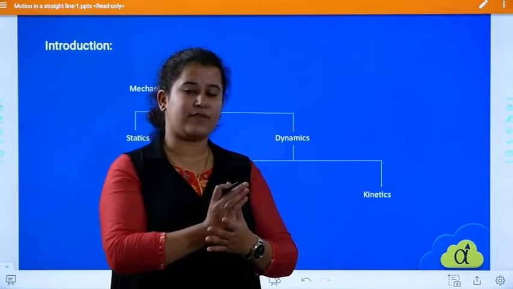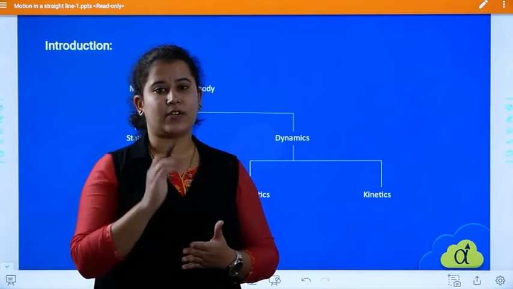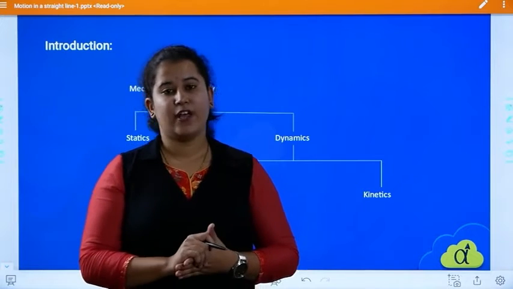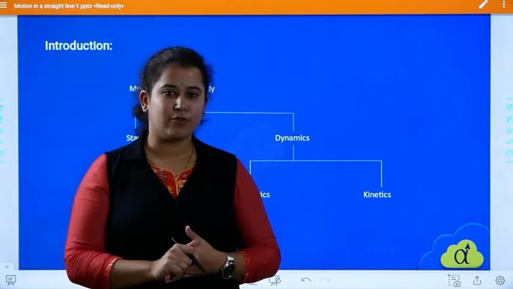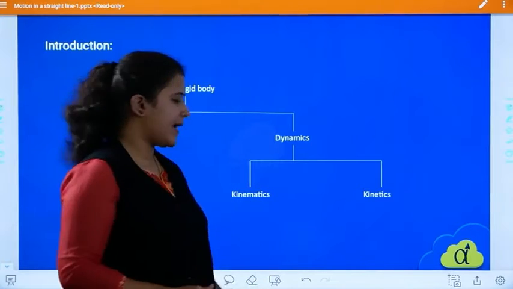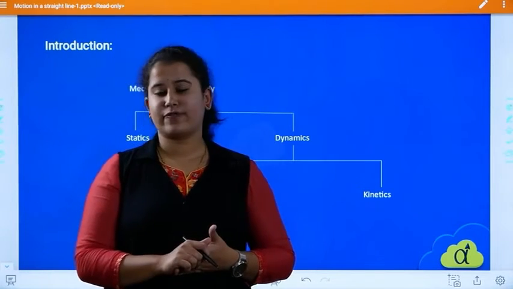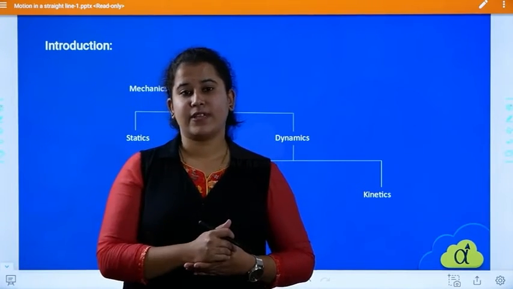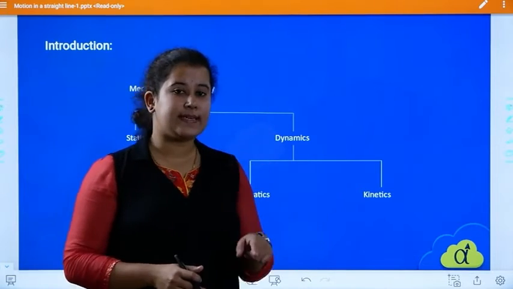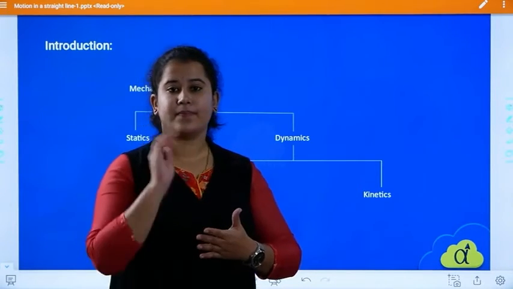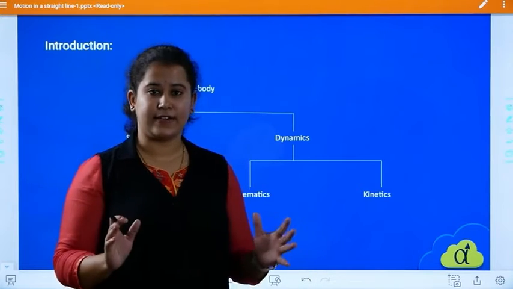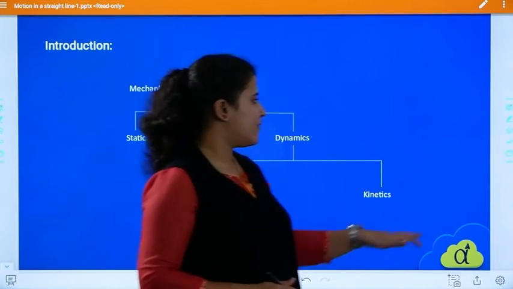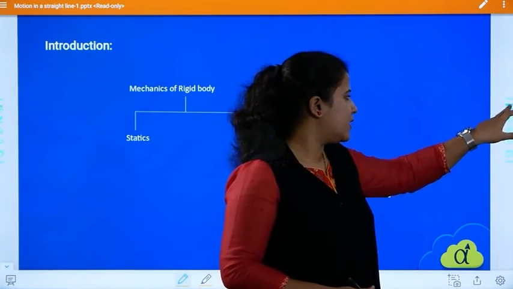The branch of dynamics which does not consider the cause of motion is called kinematics. And the branch of dynamics which deals with the object in motion considering the cause of motion, we call kinetics. I hope this is clear to you. So moving on to the next, we have a very important topic.